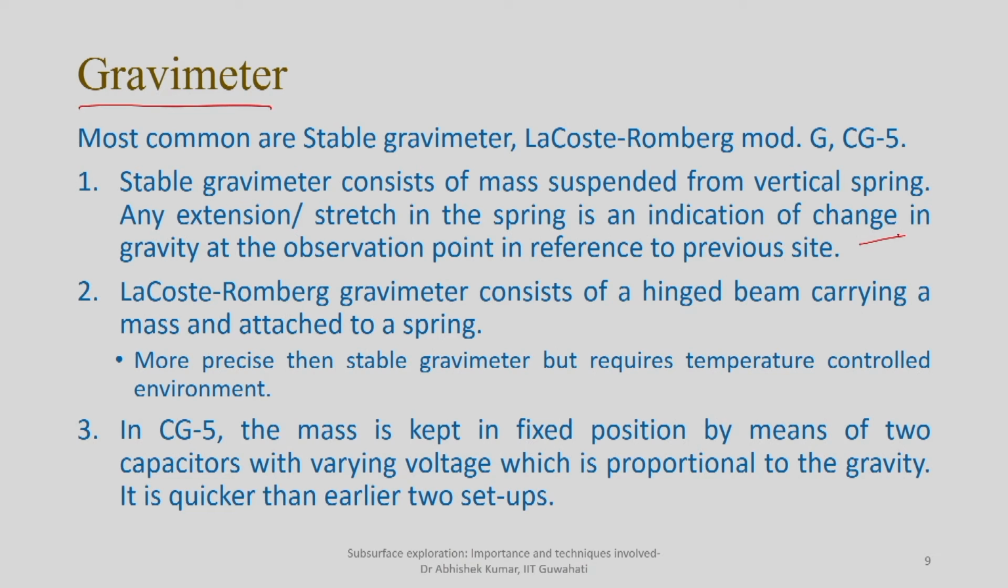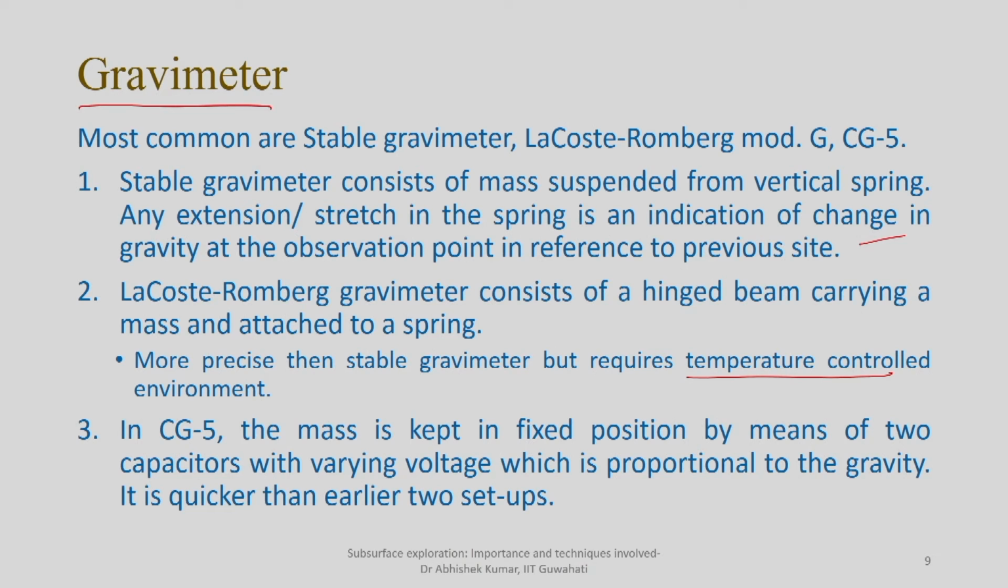Second one is the Lacoste-Romberg gravity meter. Again in this also you have a spring mass which is hanging from a particular inclined beam, and this beam is also suspended from a spring. This is more precise than the stable gravimeter, but because of the change in the temperature, there will always be some kind of creep in the spring. So, this Lacoste-Romberg gravimeter requires a temperature-controlled environment whenever we go for any kind of field measurement.